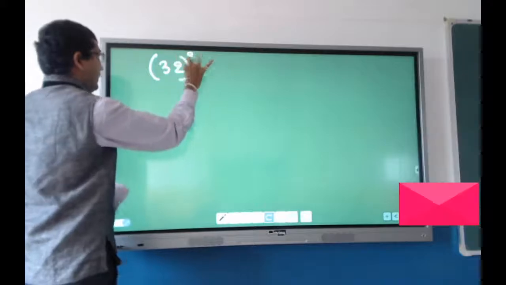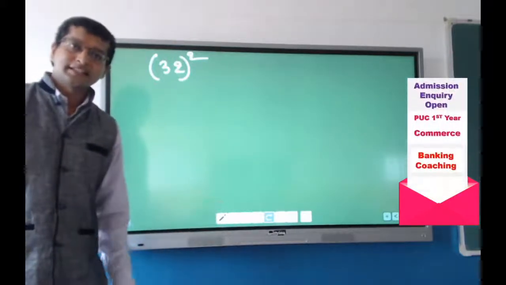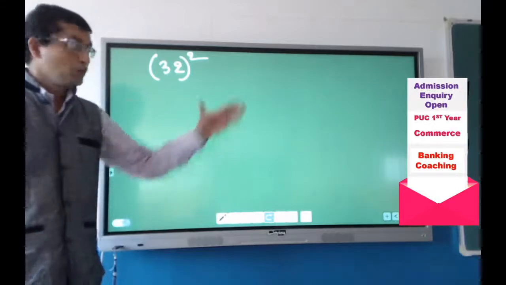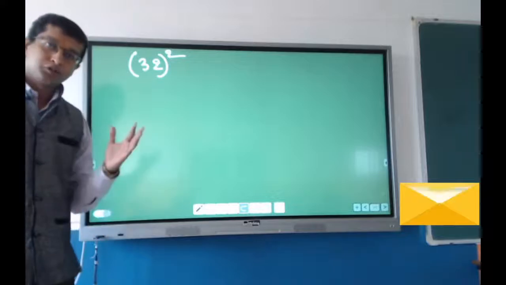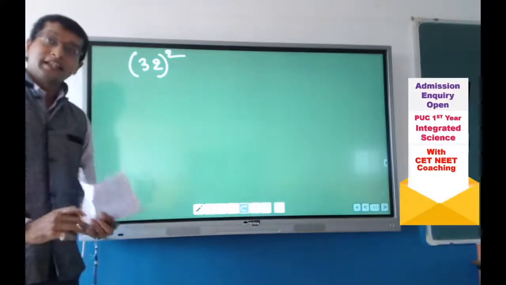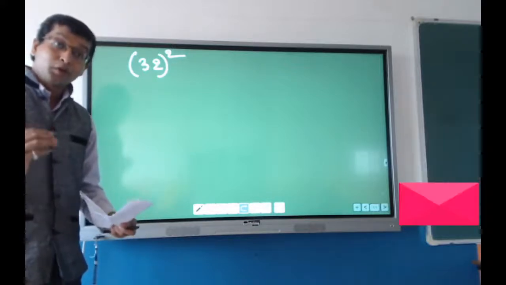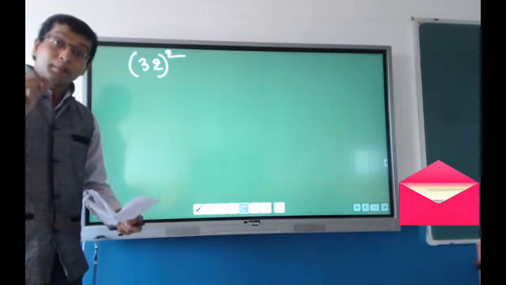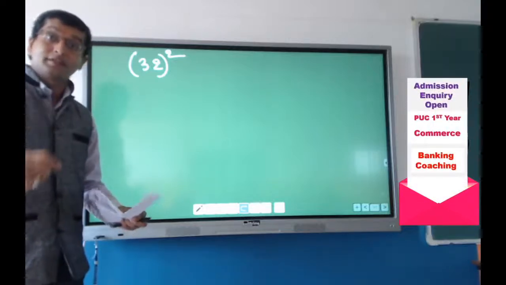32 square. Usually we'll do this as 32 into 32, two times multiplication, a very lengthy procedure. This is useful if you are appearing for JEE, NEET or any competitive examination, where you will go with pen and pencil. You are not allowed to go inside with the calculator.